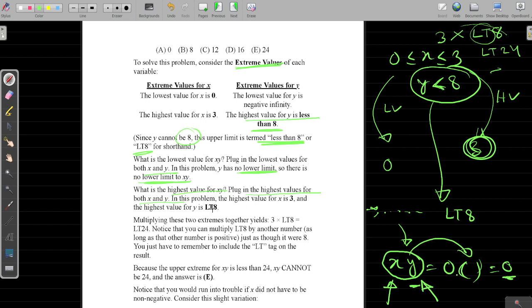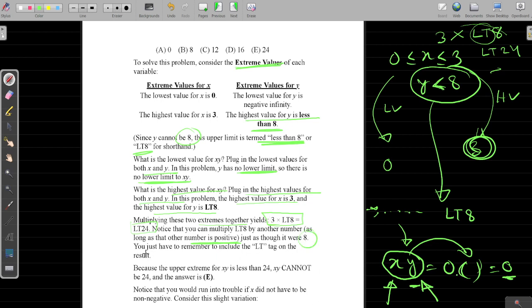So what they have written in this problem: the highest value of x is 3 and the highest value of y is less than 8. Multiplying these two extremes together, 3 multiplied by y less than 8 gives less than 24. Notice that you can multiply less than 8 by another number as long as that number is positive. Yes, of course, because for a positive number the sign will remain the same. But if the number is not positive, then the sign will be reversed, just as though it were 8.